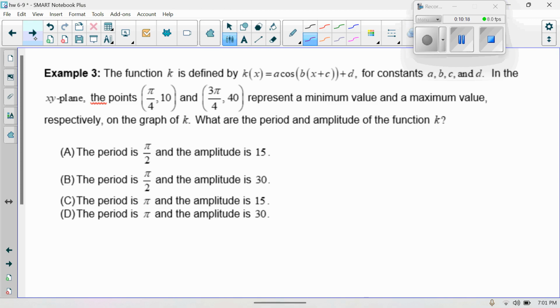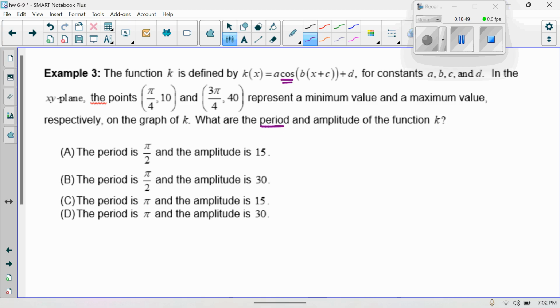Example 3. The function k is defined as k of x equals a cosine. Remember, I told you we did all sine, but it doesn't matter if it's sine or cosine. Same rules apply. So they gave me my cosine function for constants a, b, c, and d. In the xy plane, the points pi over 4, 10 and 3 pi over 4, 40 represent a minimum and a maximum value respectively on the graph of k. What are the period and amplitude?